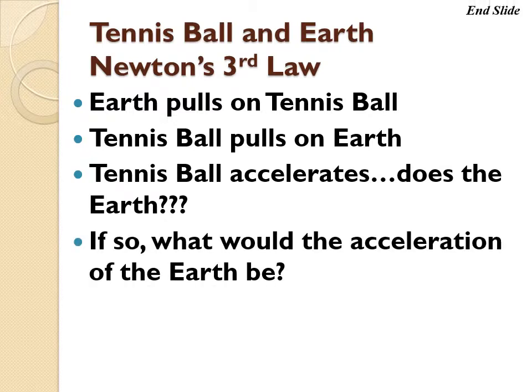And the reason behind that is because the Earth's mass is so huge, it's so big, that the amount of acceleration it would actually have towards the tiny tennis ball is so small that we would never be able to actually observe what that acceleration would be. And in class we actually calculate what this acceleration is that the Earth would be accelerating towards the tennis ball.